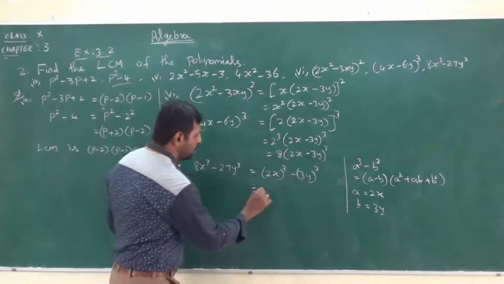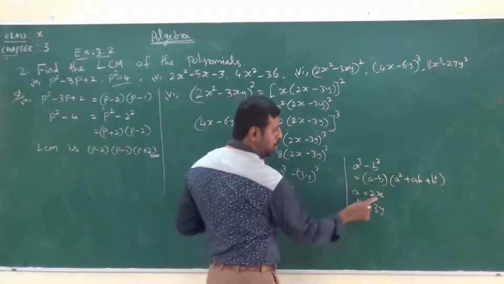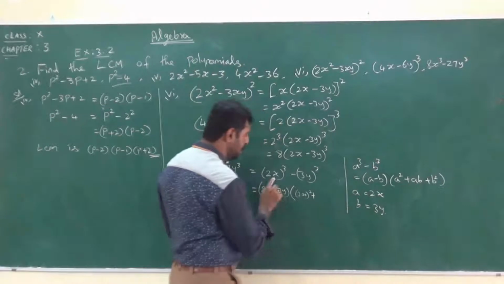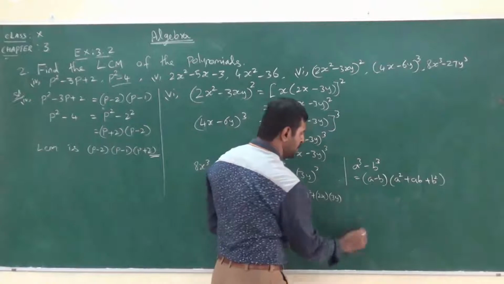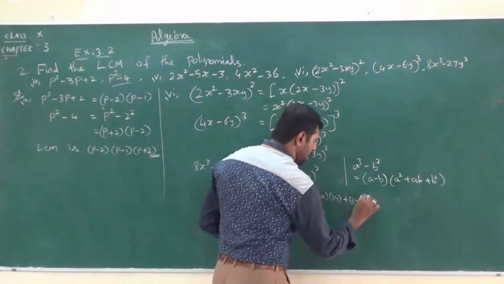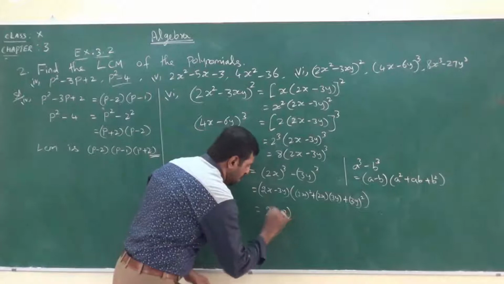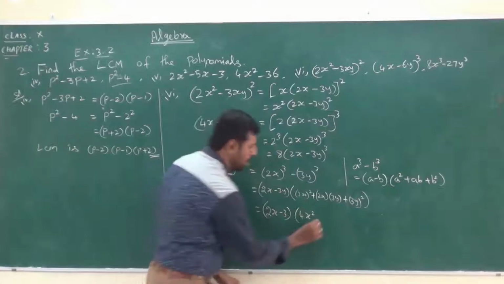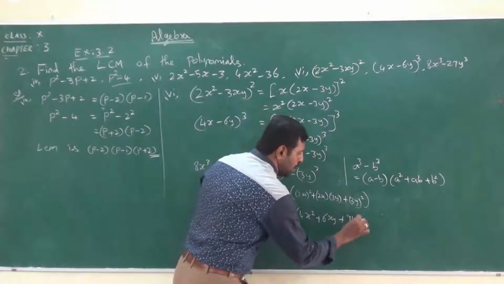So we get the value as 2x minus 3y, and then a square means 2x whole square, plus a into b, so a is 2x, b is 3y, and then plus b square, which is 3y whole square. Now square the terms and write. If you square, we get 4x square, since 2 square is 4, and then plus 2 times 3 is 6xy, plus 3 square is 9y square.